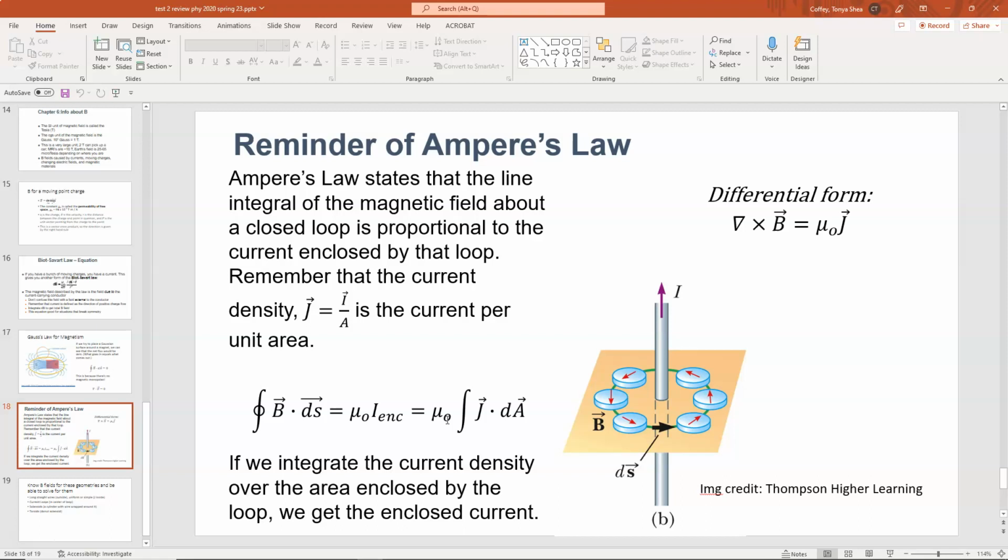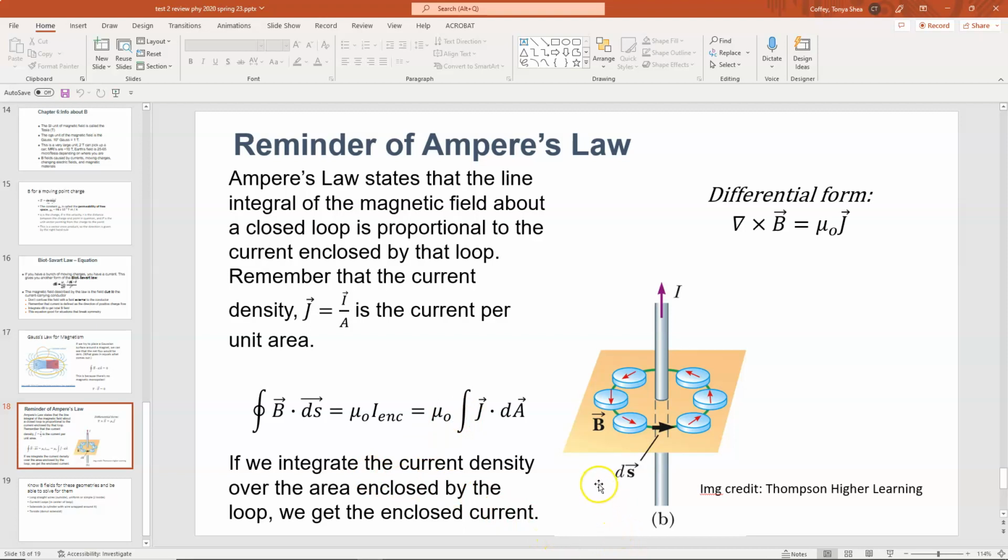Now this could also be written as mu naught integral of J dot dA, okay? Remember that J is the current density, which is I over A. So if you integrate the current density over the area enclosed by the loop, you're going to get the enclosed current, times that mu naught gives you the integral of B dot ds. In differential form, Ampere's law is written as del cross B is equal to mu naught J.